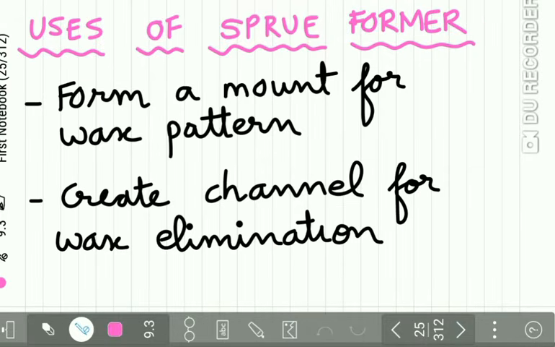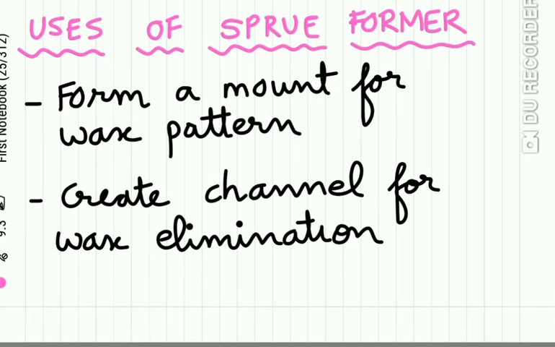Now, the uses of the sprue former. The sprue former is used to form a mount for the wax pattern. Then the second use is to create a channel for wax elimination. When the wax pattern is heated, the wax is eliminated from the mold through this sprue.